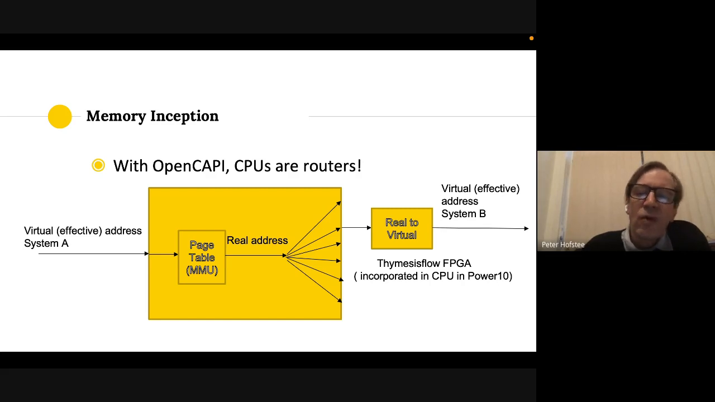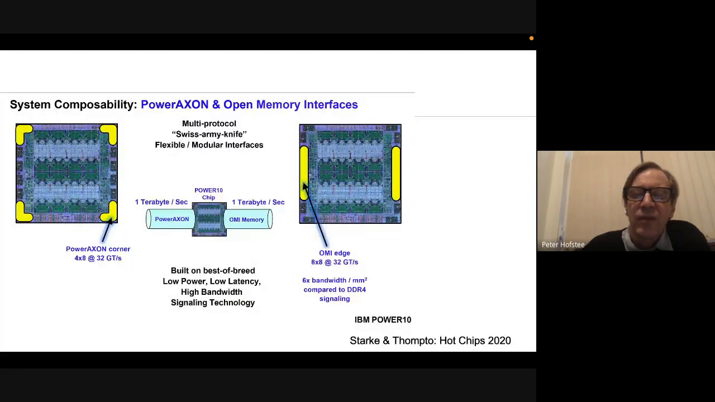And there's an open source project called Thymesisflow that was done on Power 9. So there are Power 9 prototypes of this technology in use in various universities and institutes. And in Power 10, that real to virtual translation was included in the CPU itself. So if we go to the next slide, you see an example of what we can do with this.